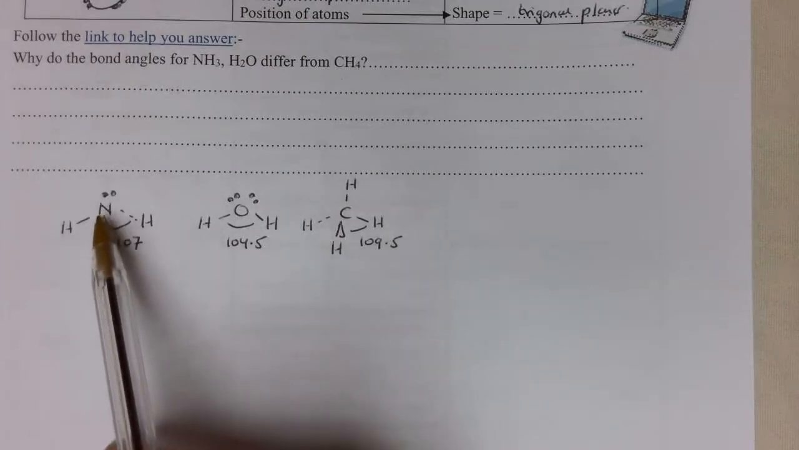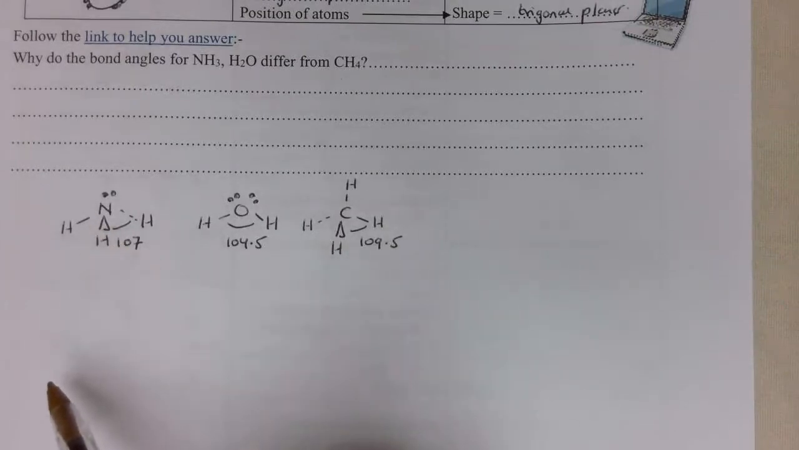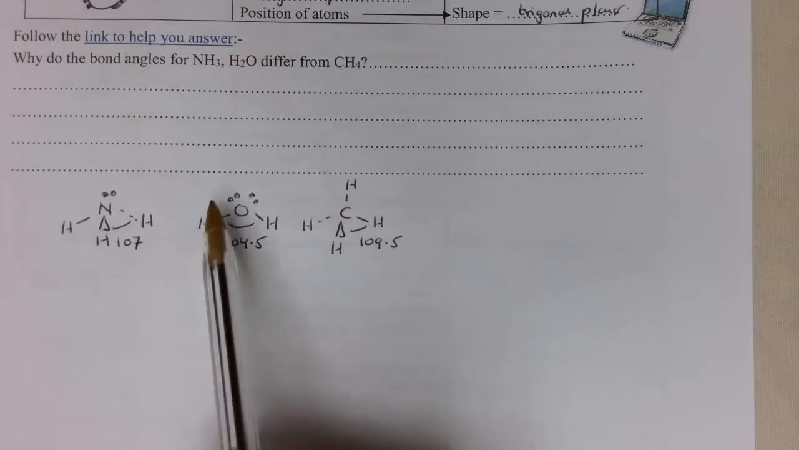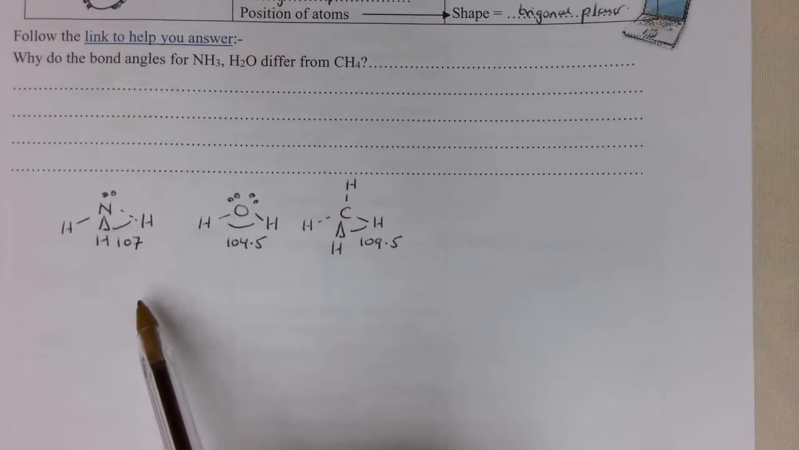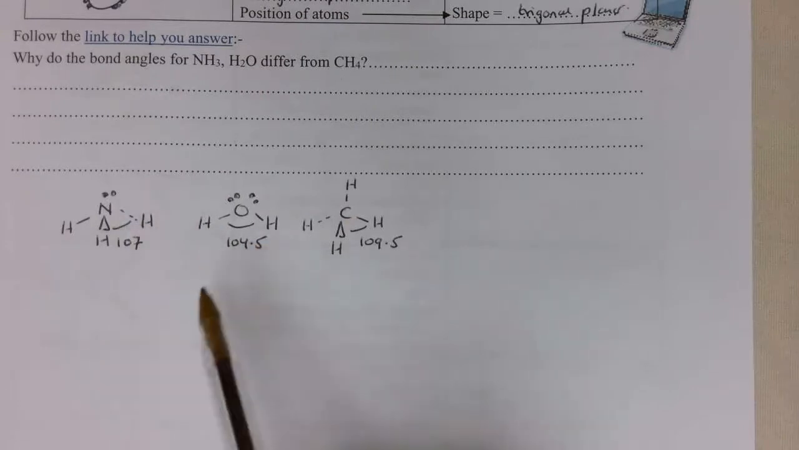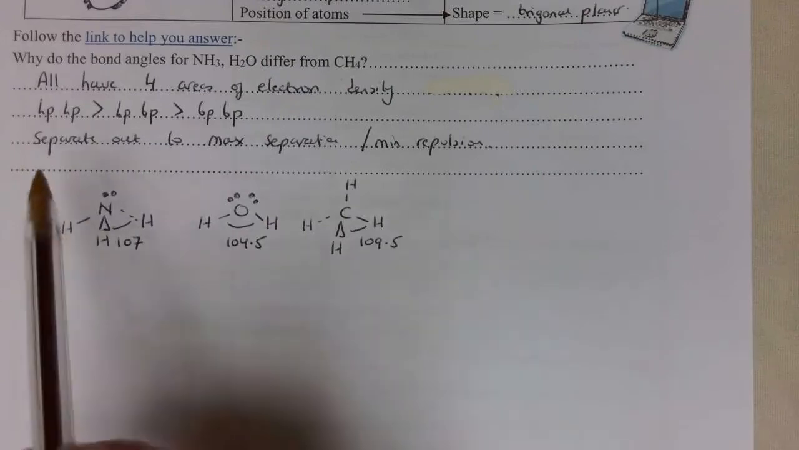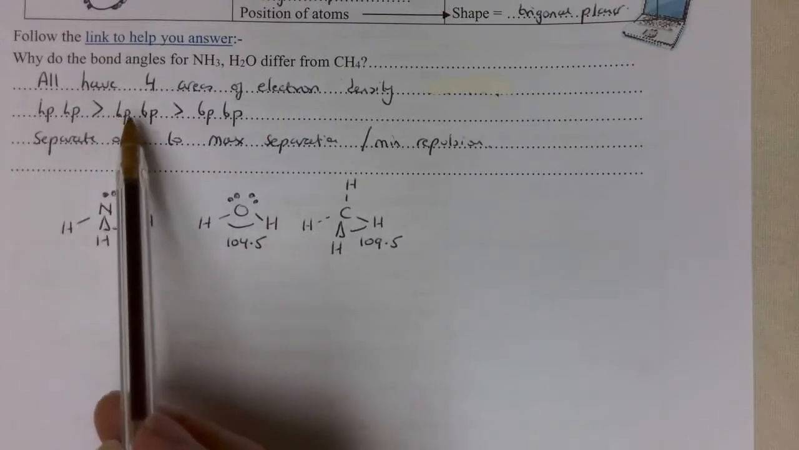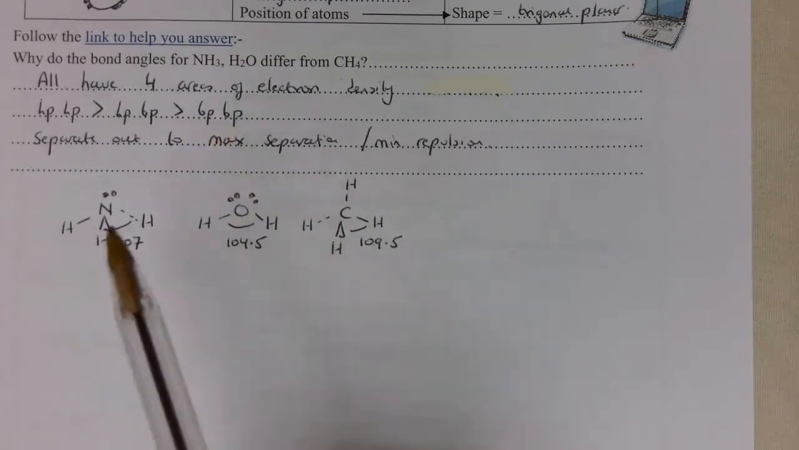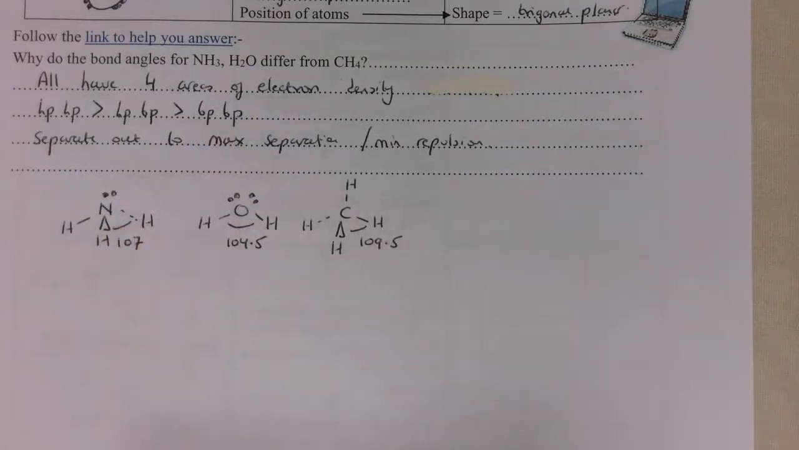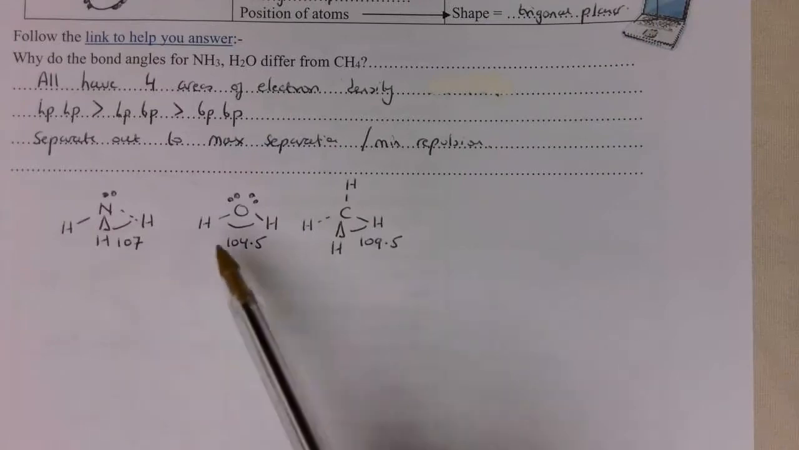Then we need to say something about the fact that therefore those will separate out to maximize separation or minimize repulsion. The fact that the lone pair has a greater repelling effect than the bonding pair, and that lone pair lone pair has a greater repelling effect than lone pair bonding pair, hence the reduction in the bond angle for water. So they all have these 4 areas of electron density, but because lone pair lone pair repulsion is greater than lone pair bonding pair repulsion, which is greater than bonding pair bonding pair repulsion, and because they all separate out to maximize separation or minimize repulsion, you get this difference in the bond angles.